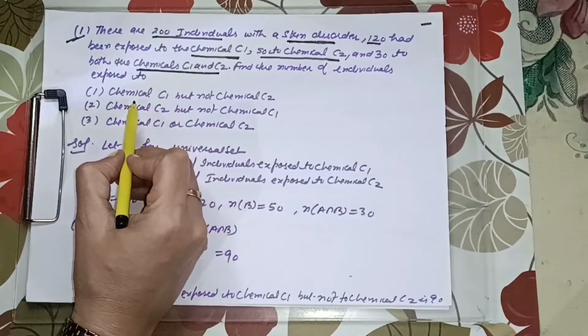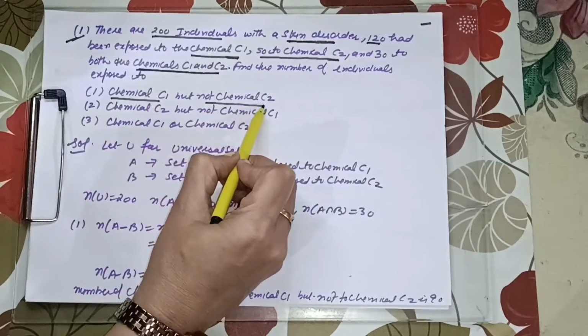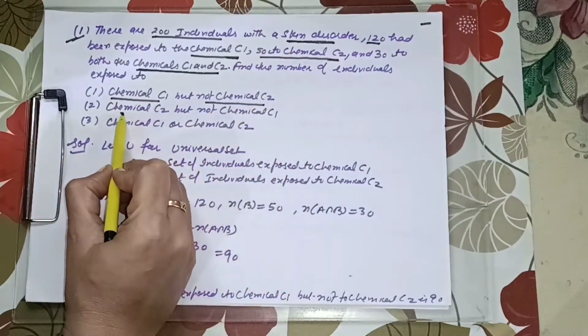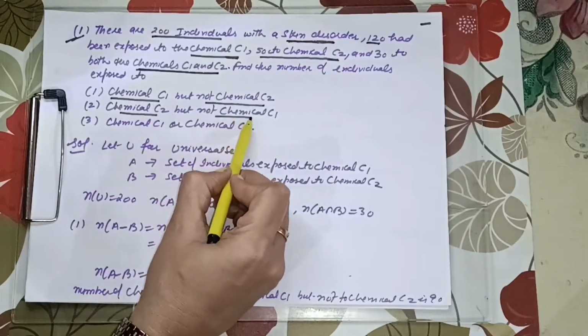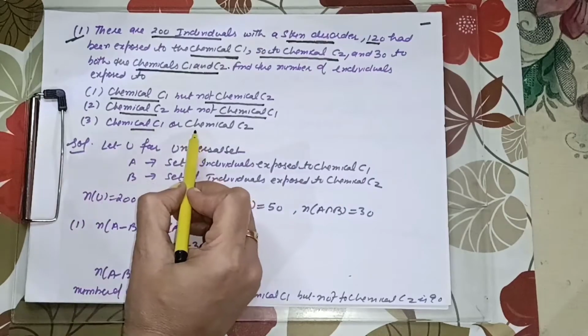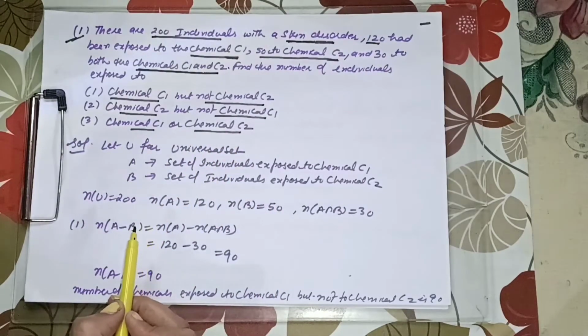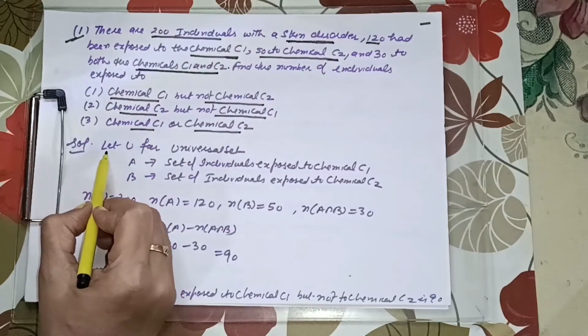Means the first question is exposed to chemical C1 but not chemical C2. Second is chemical C2 but not chemical C1. Then the third part is chemical C1 or chemical C2. These are the three questions that we have to answer. So how will the solution be?